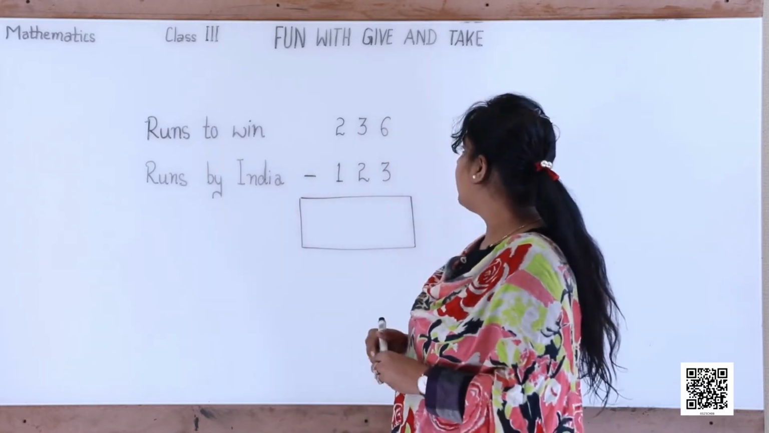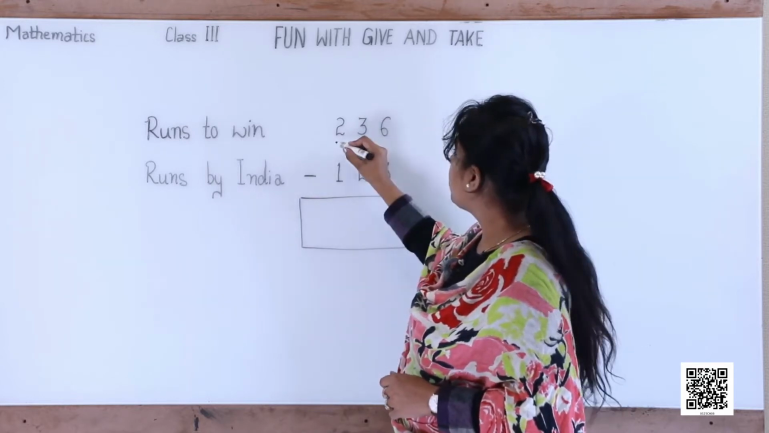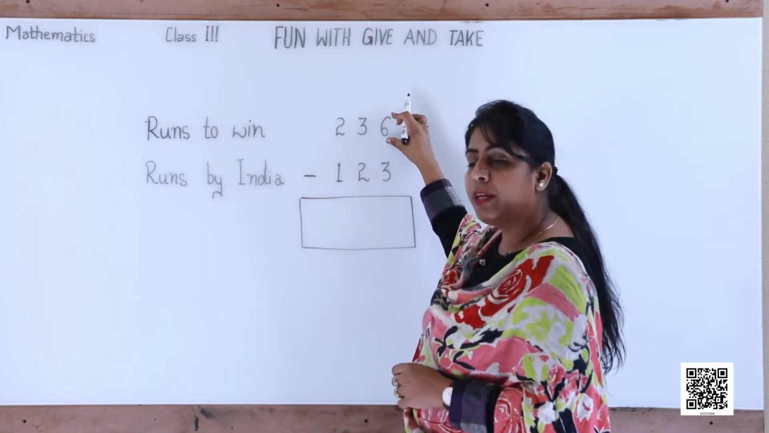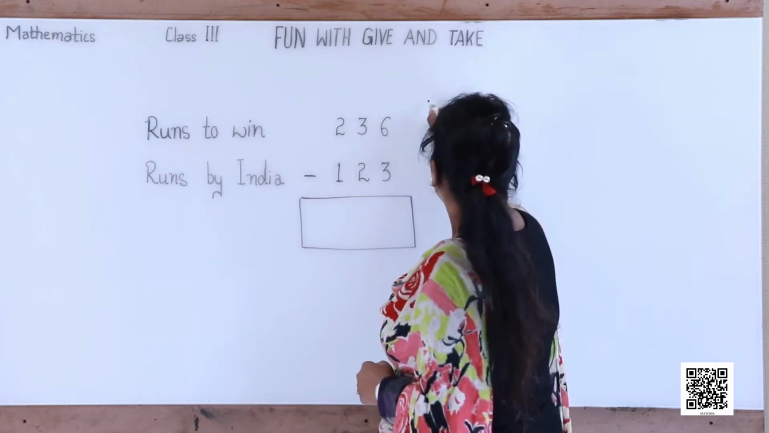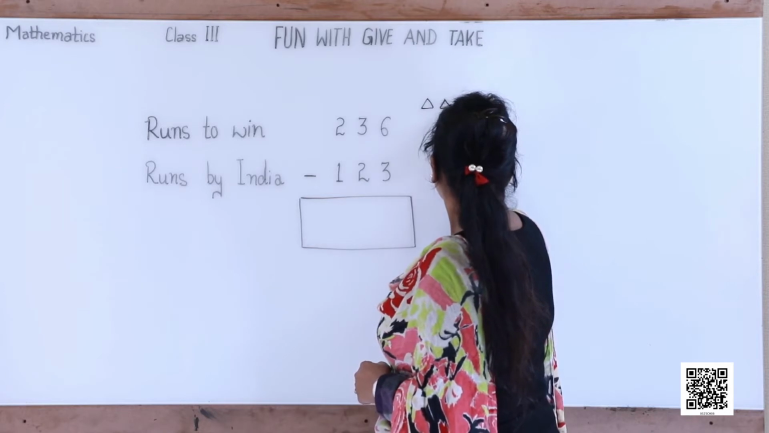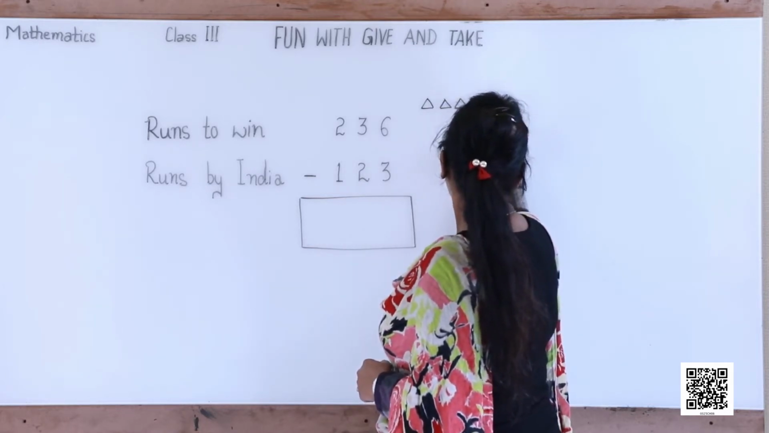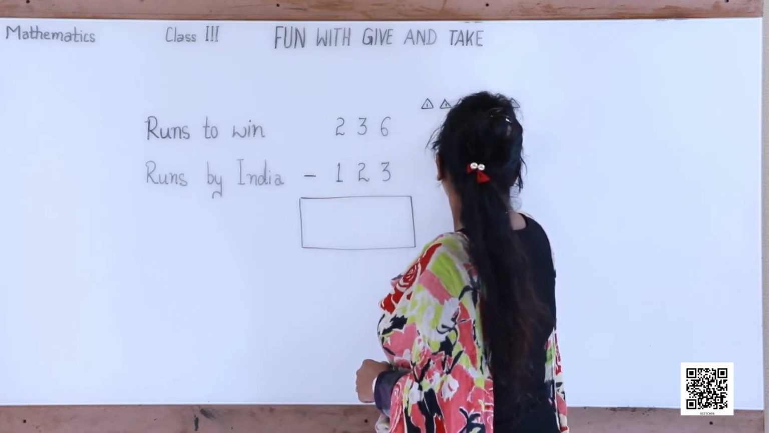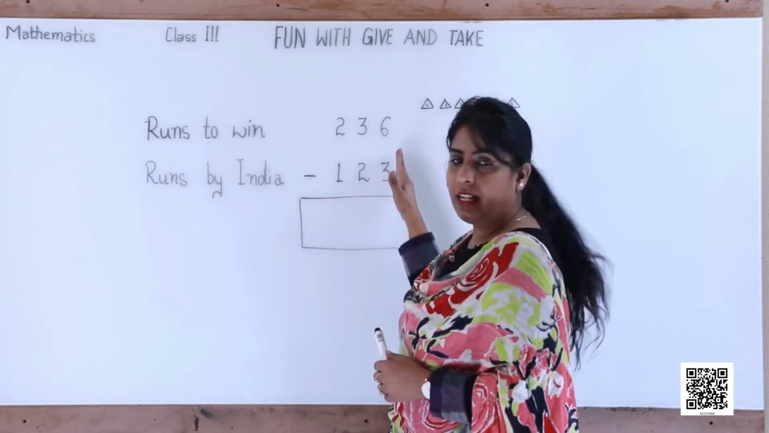So, let's make some triangles. Let's look at this figure. This is 236. So, the last digit is 6. How many triangles will be made? For ones? Yes. We will make 6 triangles like this. 1, 2, 3, 4, 5 and 6. And these are all for ones. So, this is the ones line.